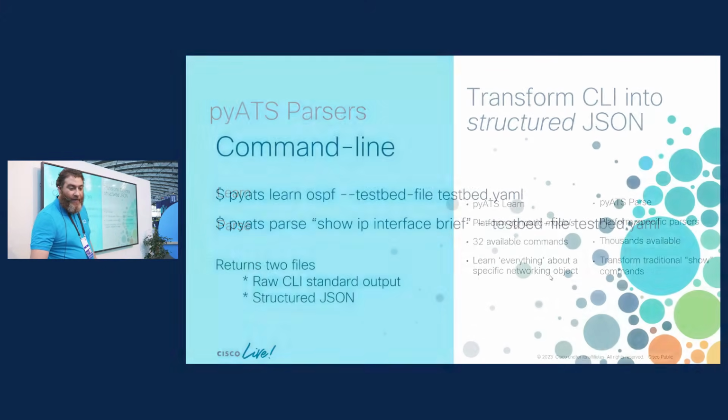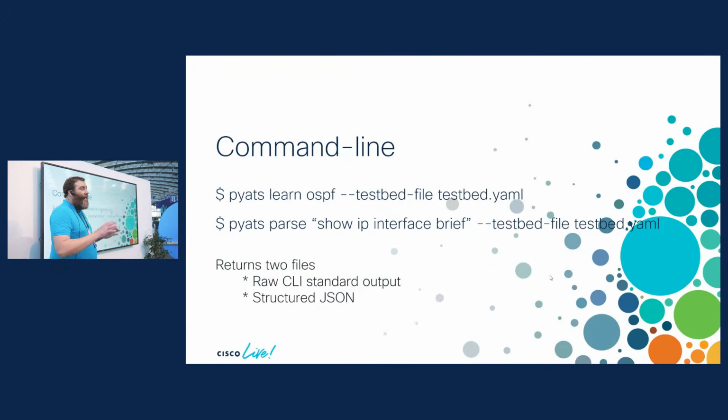So let's take a look at this. Even if you don't write any Python at all, no Python, I don't need to know anything about Python, but I want to start using pyATS. This seems pretty cool to get JSON back from our devices. From the Linux command line, pyATS learn OSPF, testbed file, testbed.yaml at the CLI. Instantly, JSON back with your OSPF and everything pyATS has learned about OSPF in JSON.